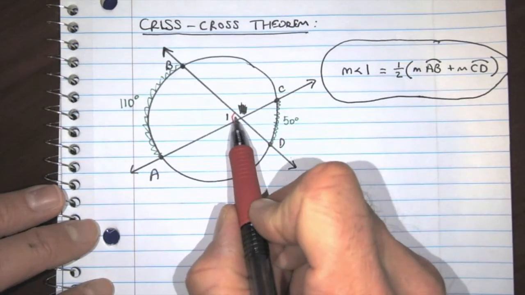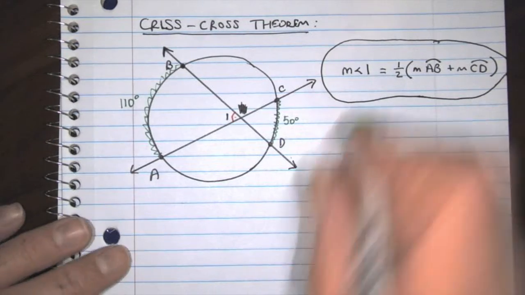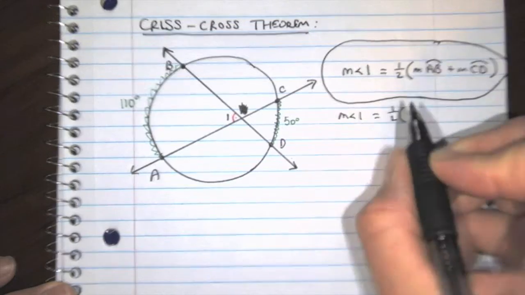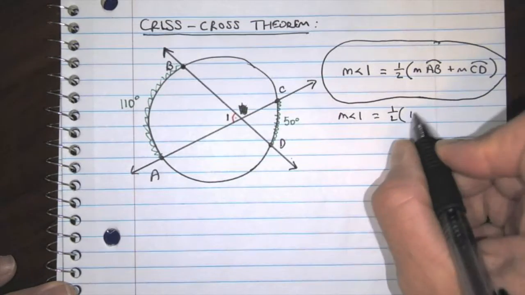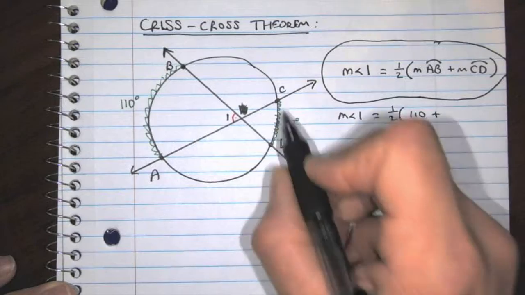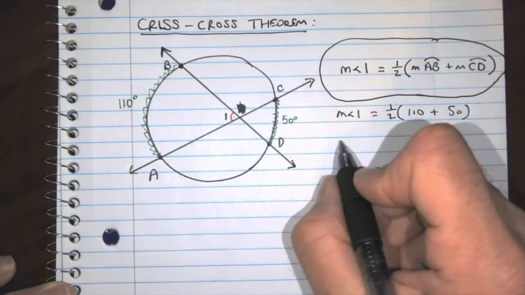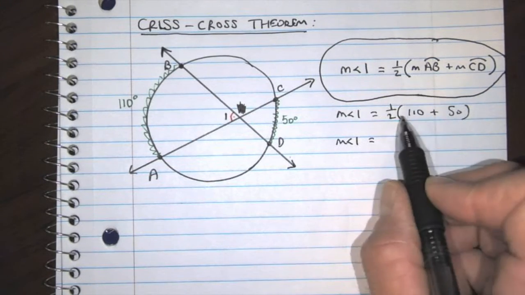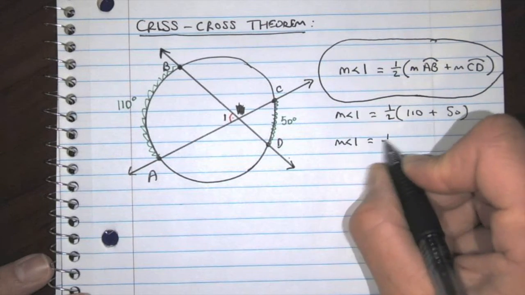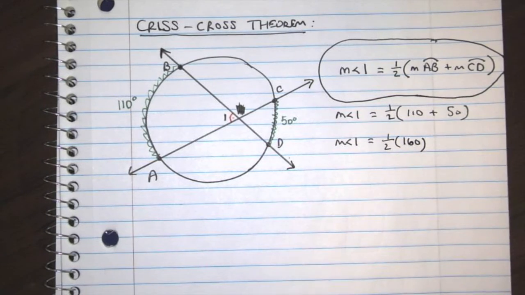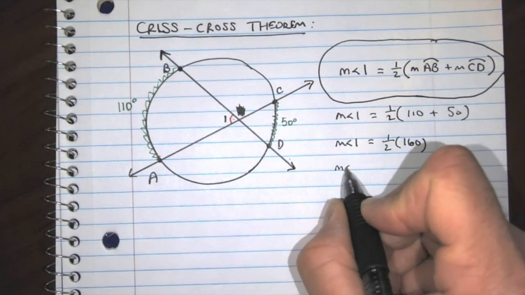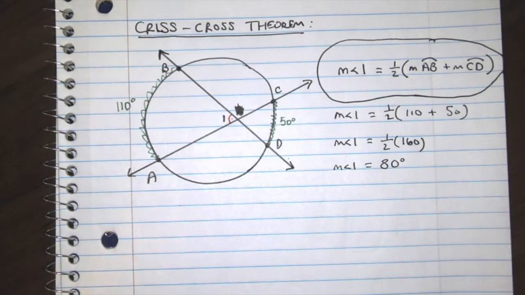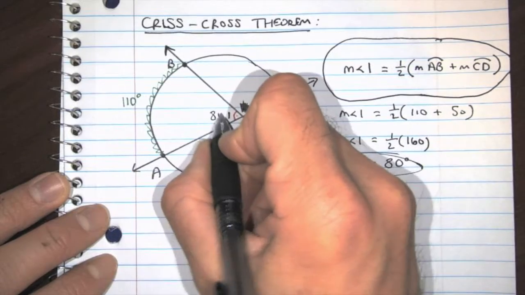If you want to find the measure of this angle right here, the measure of angle 1, let's throw some numbers in. Measure of angle 1 is going to be 1/2 the measure of arc AB, well, that's 110, plus the measure of CD, that's 50. Okay, I can add these two together. 110 plus 50 is 160. And then half of 160, anybody? Oh, I wish I could hear students. It's been a long time. 80 degrees. Folks, that's an 80-degree angle right there.